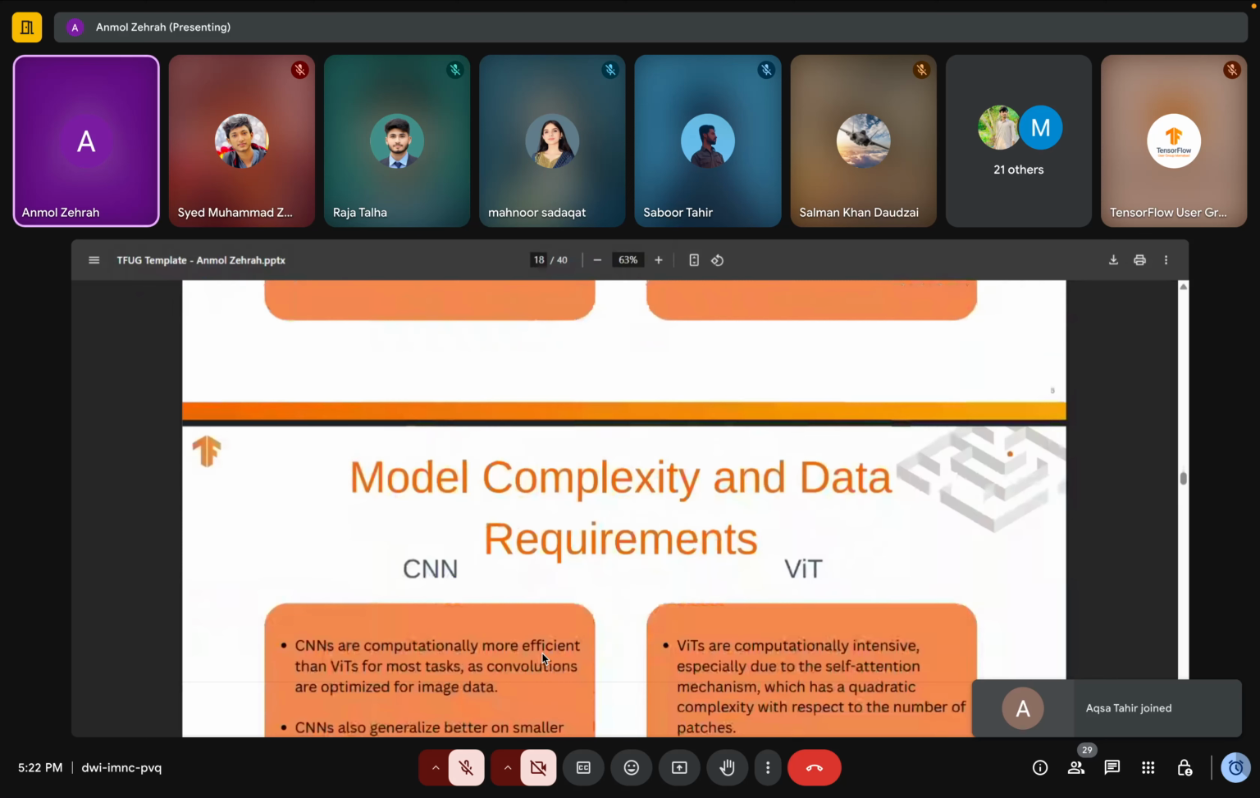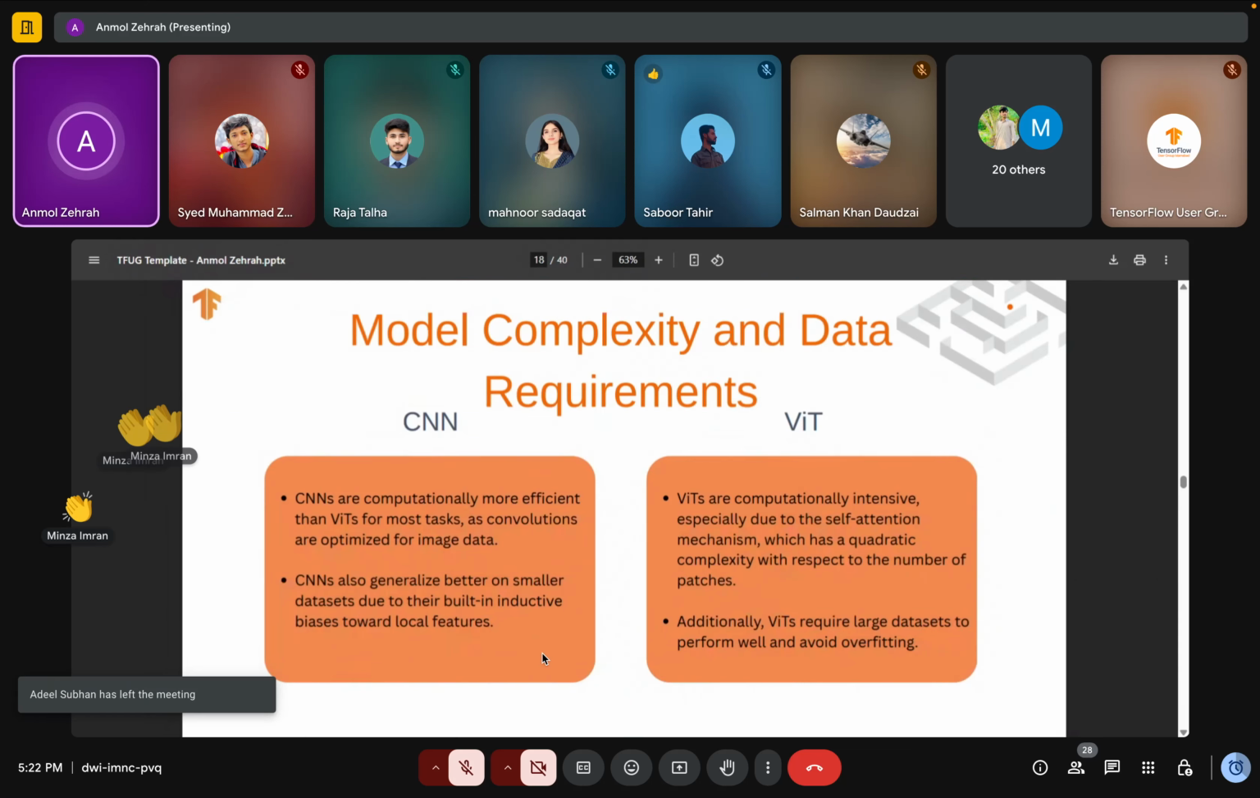Then coming to model complexity and data requirements. Now, CNNs are optimized for image tasks, right? So they are very lightweight, and they are going to work well even with smaller data sets. But ViTs are heavier, right? They're very computationally expensive, since self attention has a lot of computations going on. So ViTs normally want larger data sets so that they can perform well and avoid overfitting.